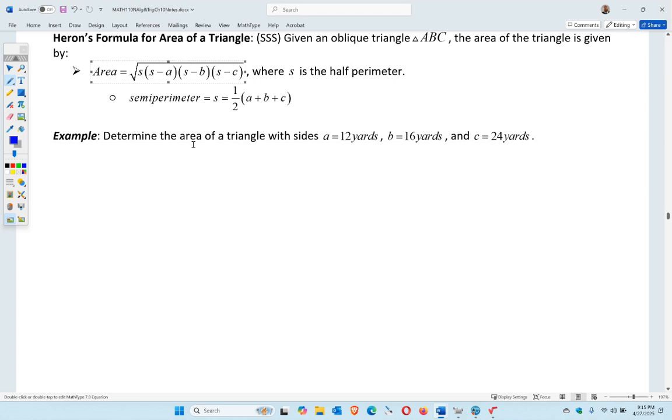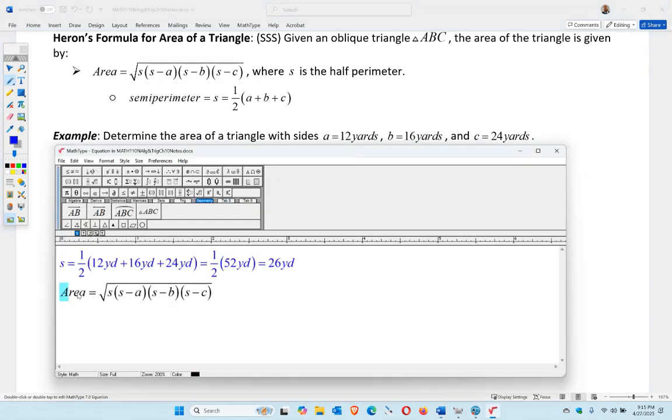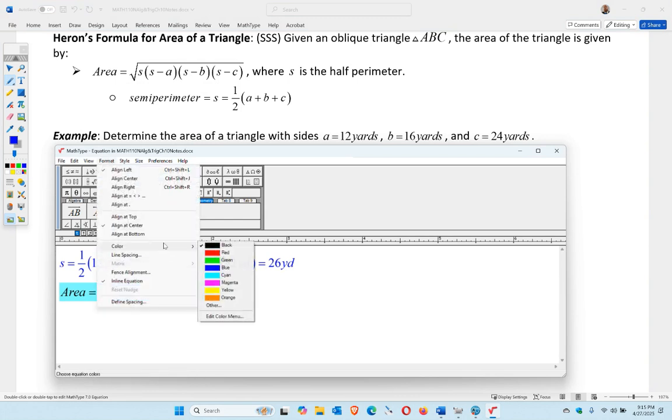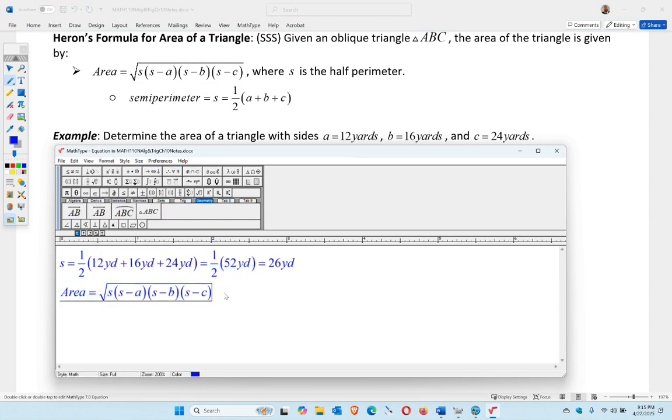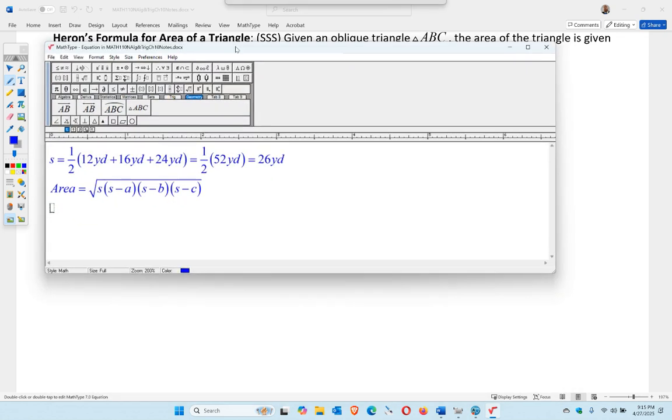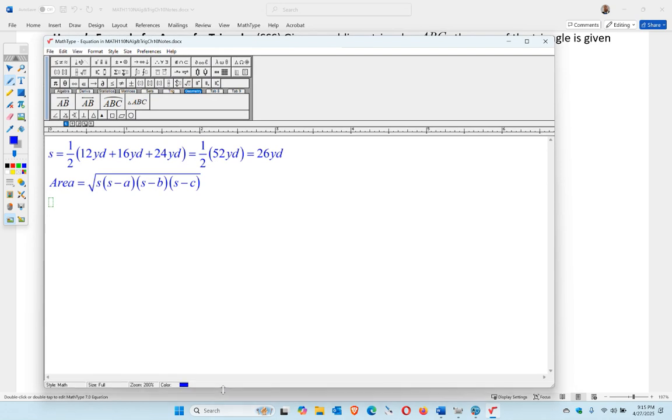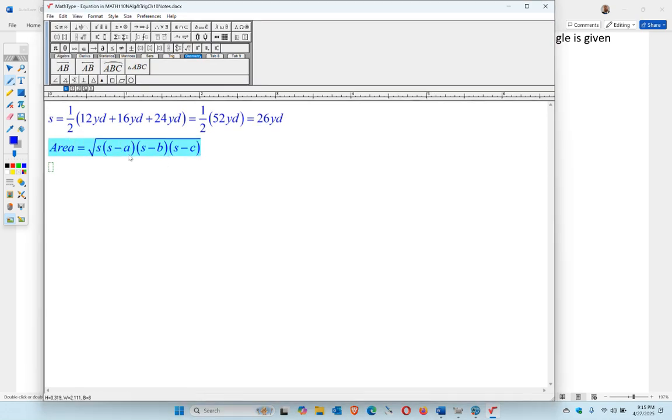Okay, now I can do the area. So there's my area formula. Now I can take my 26 yards and put it in here: 26 yards, 26 yards, 26 yards, 26 yards. So these ones are 12 yards, 16 yards, and 24 yards.